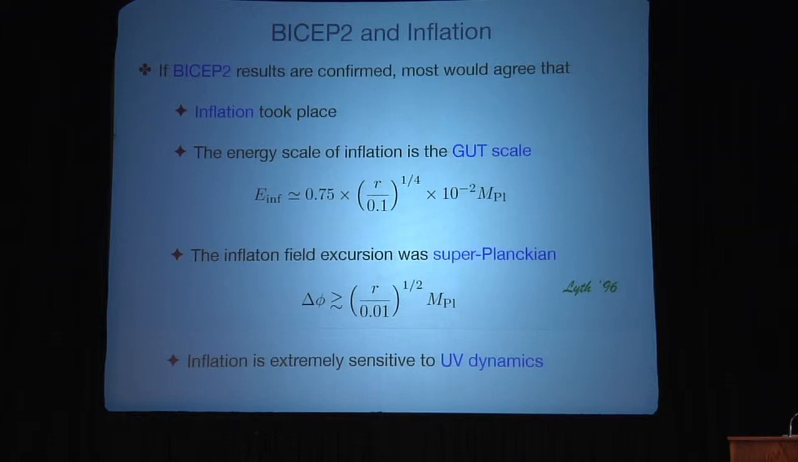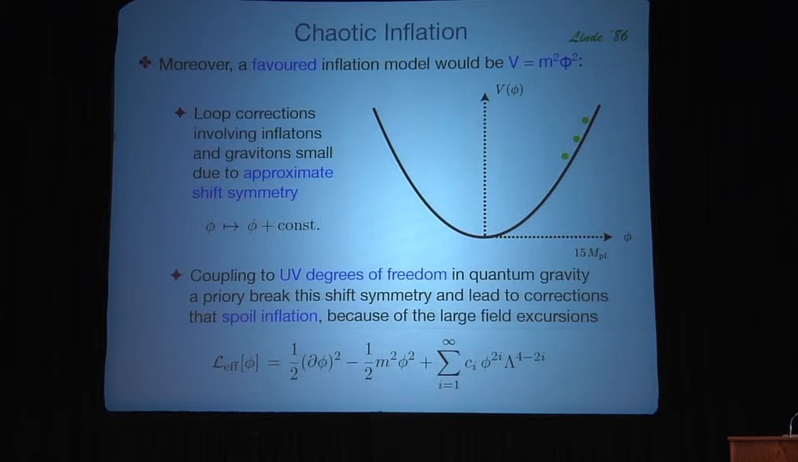It would make embedding the model of large field inflation in string theory not a cute exercise. It's something that really needs to be done if we really want to know what's going on, okay? Assuming all this, this initial data of BICEP highlighted one particular model of inflation, which is the chaotic inflation model with quadratic potential, which is nice in some senses.